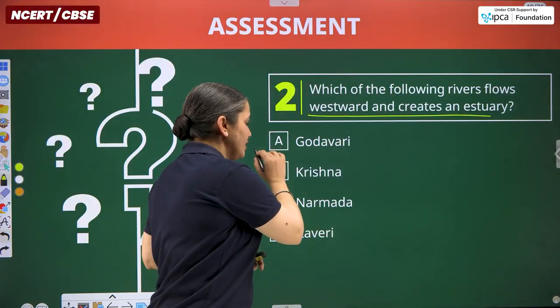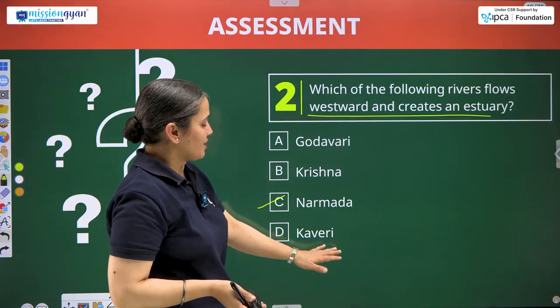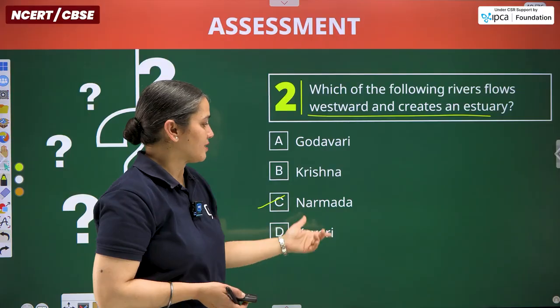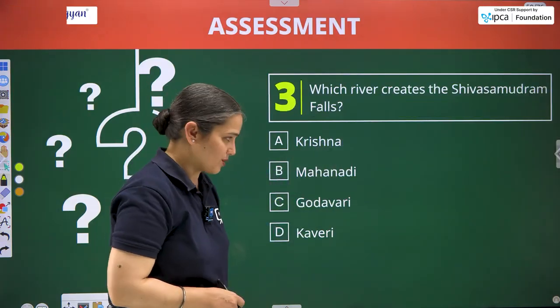So that is without any doubt the Godavari. No, we are talking about the westward flow. So these have eastward flow, eastward flow, eastward flow. Only one river in this list is Narmada, and that in fact forms or creates the estuary as well.